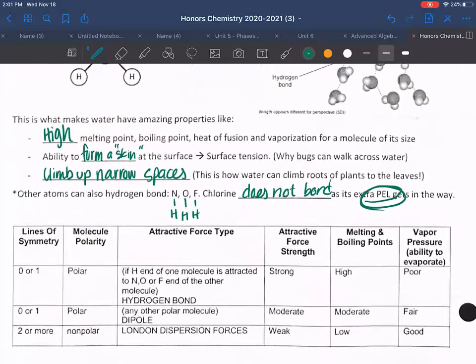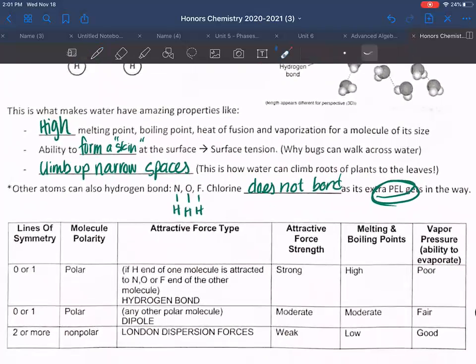And so this table is a nice little summary of what we talked about previously and today, starting with, if we have a polar molecule that hydrogen bonds, it's going to be a really strong attractive force, which therefore leads to a high melting point and its poor ability to evaporate. High melting point because it really wants to stick to itself, poor because it doesn't want to move away and evaporate.